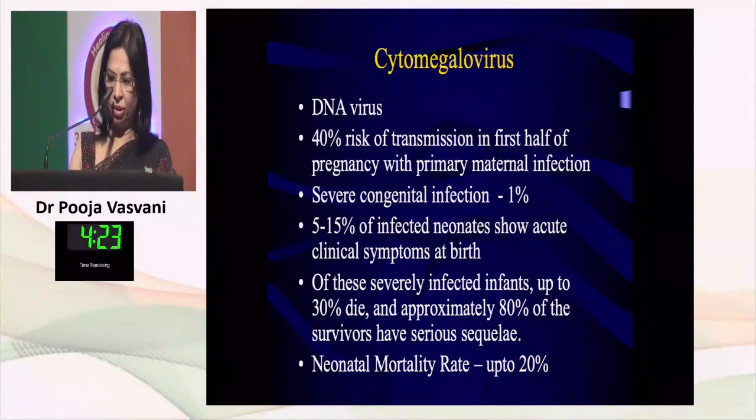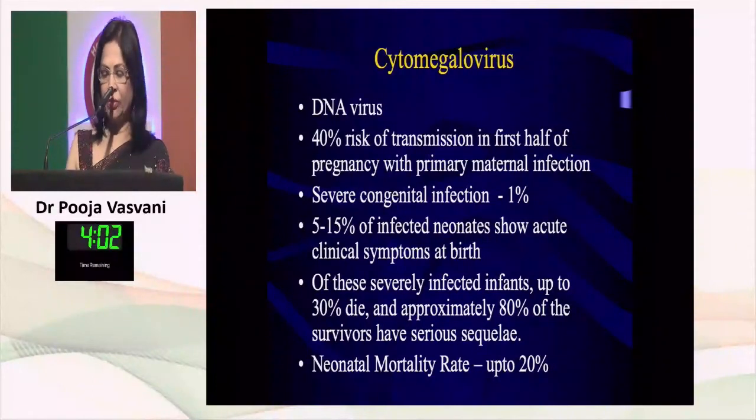I will talk about the next viral infection, which is cytomegalovirus. Cytomegalovirus is a DNA virus, and there is a 40% risk of transmission in the first half of pregnancy when the mother develops primary maternal infection in the first trimester. However, the risk of severe congenital infection is 1%.